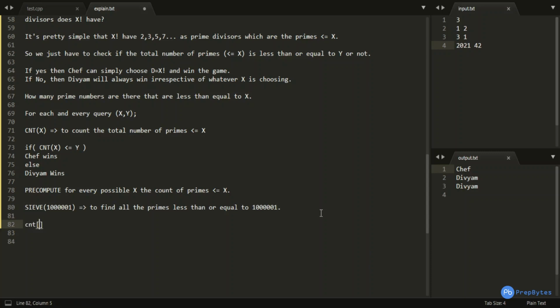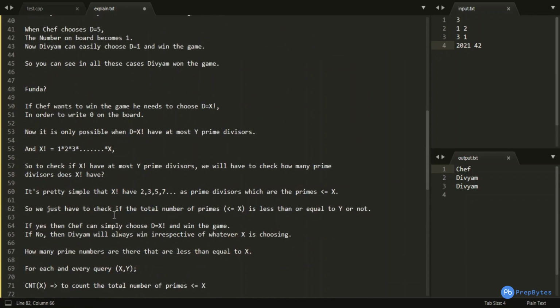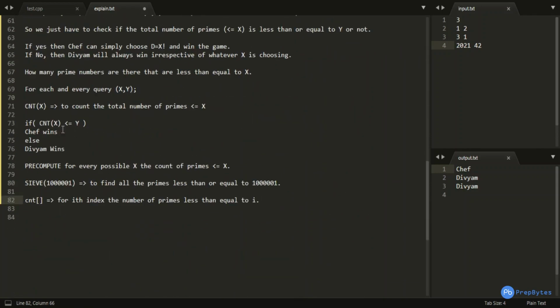and I would be maintaining a count array which would basically have the values of primes. This particular count array would have, for the ith index, the number of primes less than or equal to i. Okay, so this would be my count function. So let's move to the coding implementation. I have used C++ for this particular code. You can simply see the pseudocode over here and write it in your own favorable language.